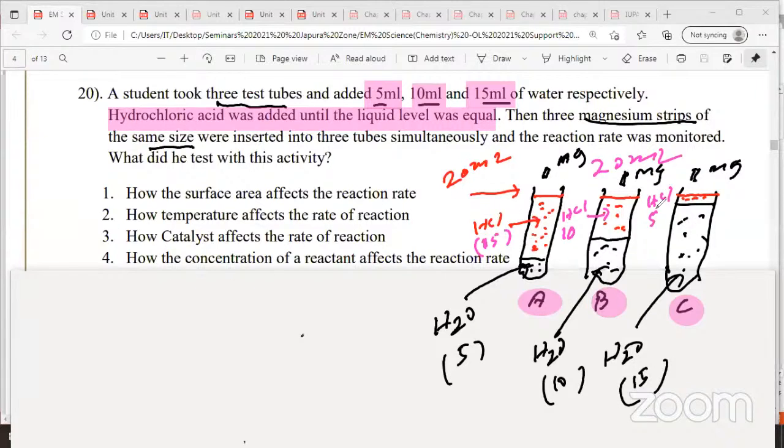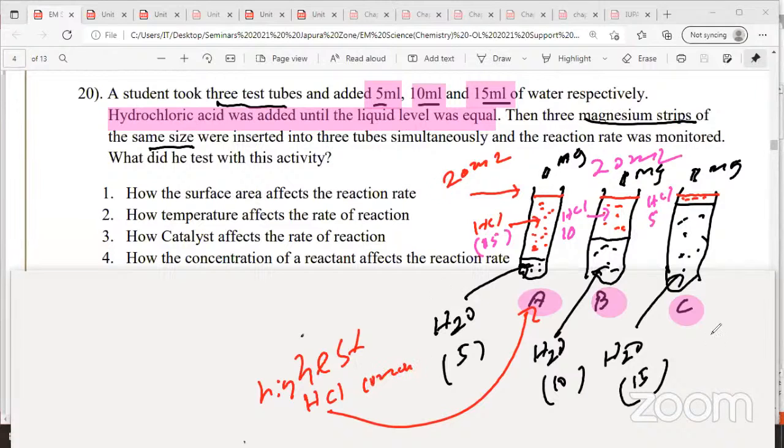Right. Please make a small sketch of this diagram. Black one water, red one HCl. So more HCl, less water in tube 1. Tube A has the highest HCl concentration. Why? More HCl, less water. And tube C has the lowest HCl concentration. Why? Less HCl, more water.